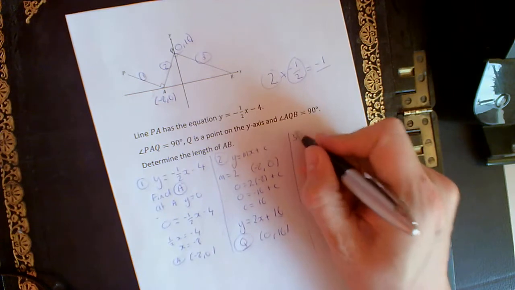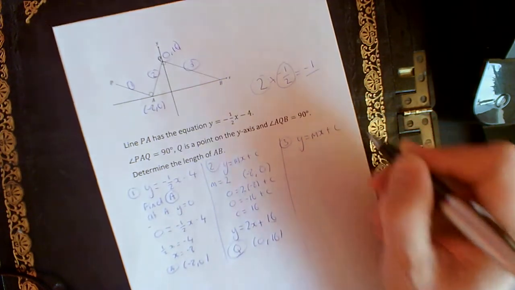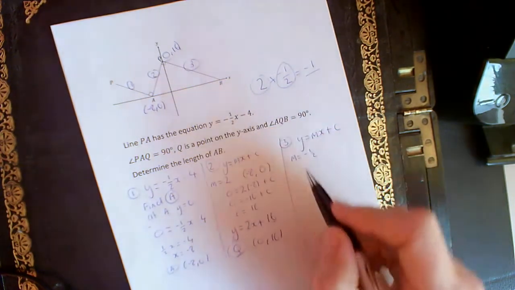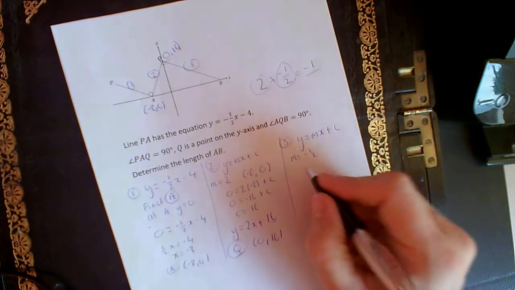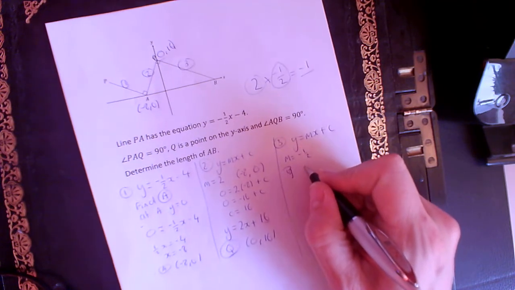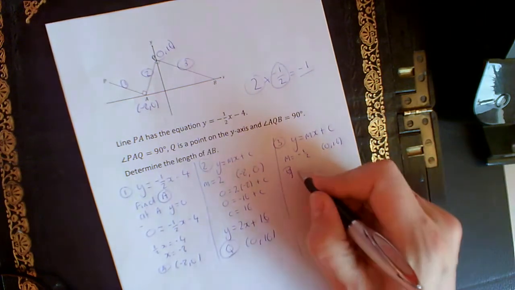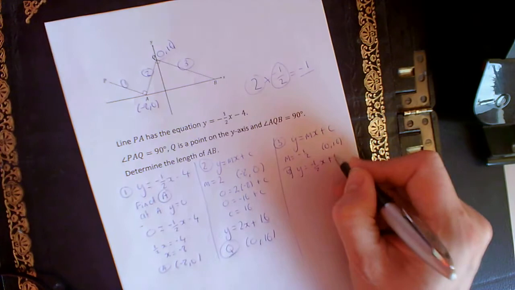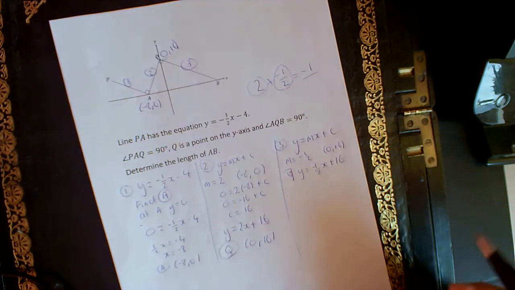Now I'm going to find line 3. Line 3 is, again, y equals mx plus c. The gradient is going to be negative a half because it's perpendicular to this and it's parallel to this. So the gradient is negative a half. So let's put y. We know it goes through 0, 16. So it's actually going to be y equals negative a half x plus 16. Because 16 is the y-intercept. That's what c is. We can see that.